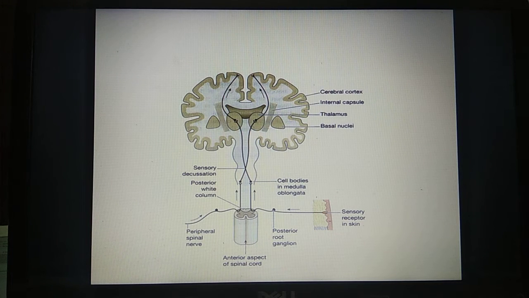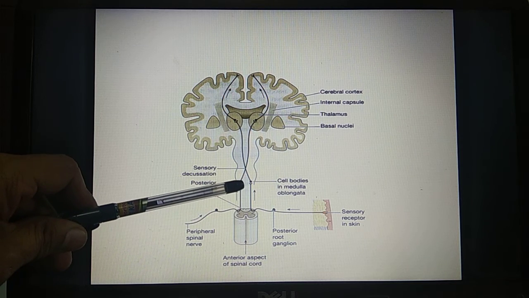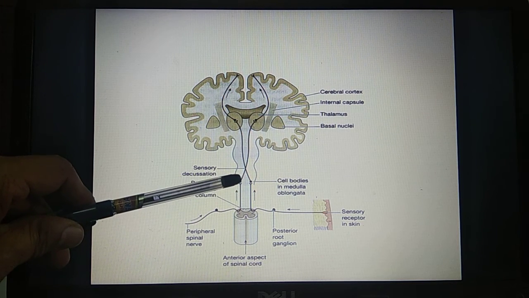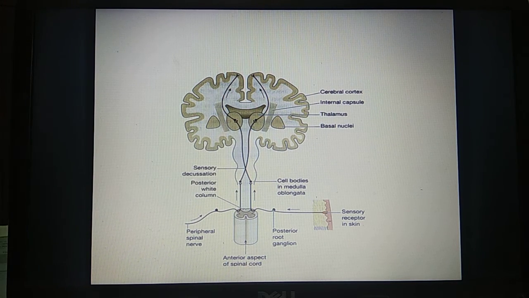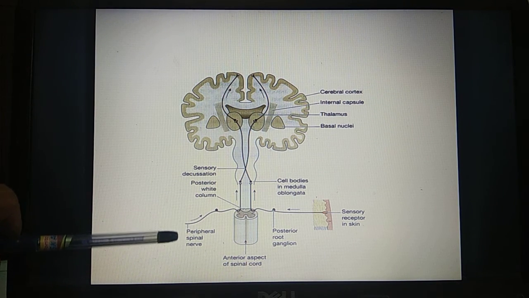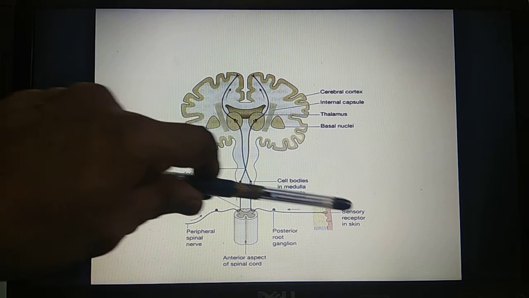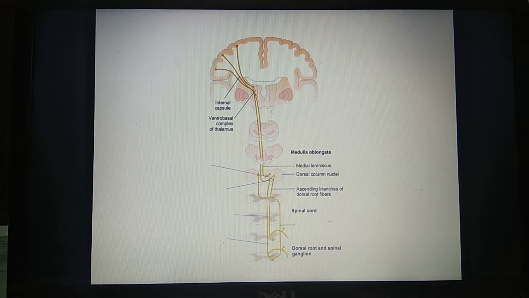Okay, so this is our dorsal column tract I have shown here. It is going up to the medulla oblongata uncrossed. Now from here it is crossed. That is called sensory decussation. Crossing to the opposite side means from the right part of the body it is going to the left side, and from the left it is going to the right side. Okay, this is our book diagram.